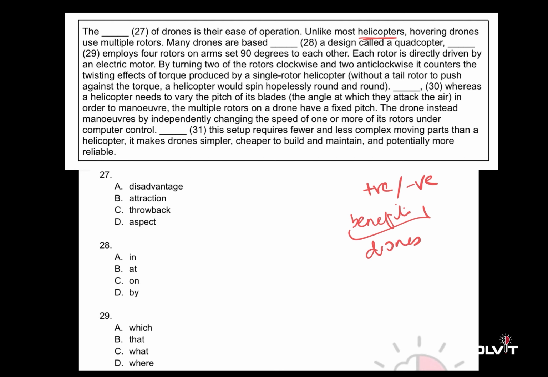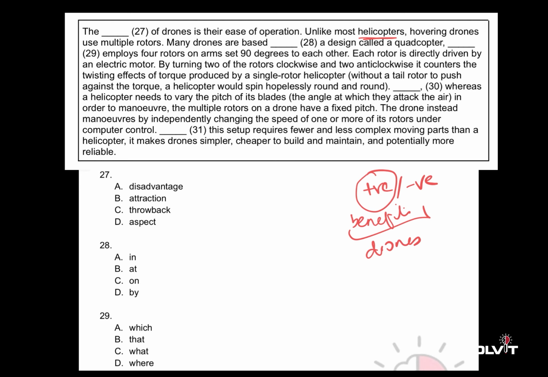So it's drawing a contrast between the drone and the helicopter, and it's highlighting the good qualities of the drone. Okay, so we know for sure that this is positive, and it's talking about the benefits and why we should use drones and what drones are used for and how they work. So it's about that, right? So let's take each blank one by one and see which option fits the best.